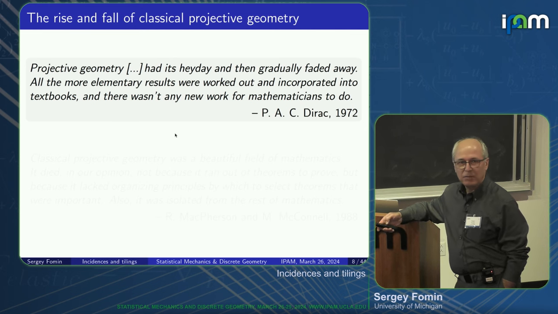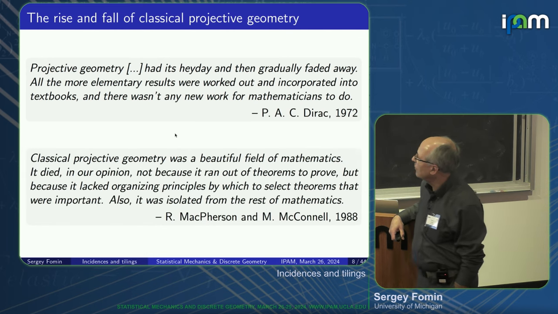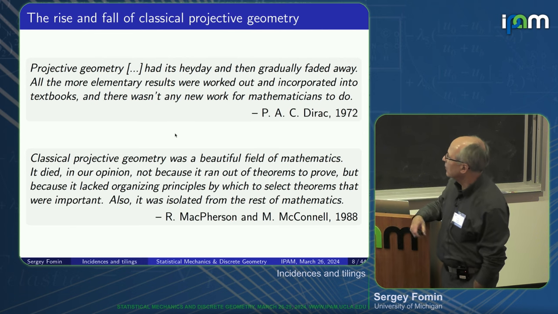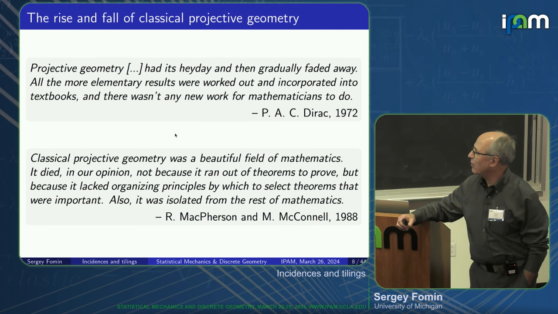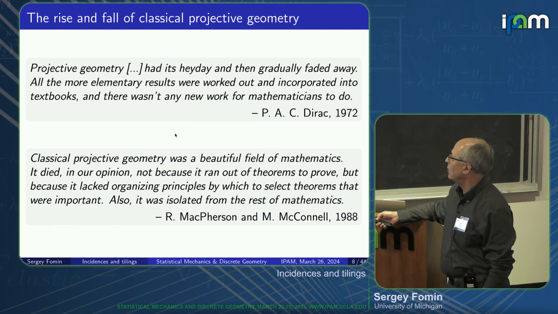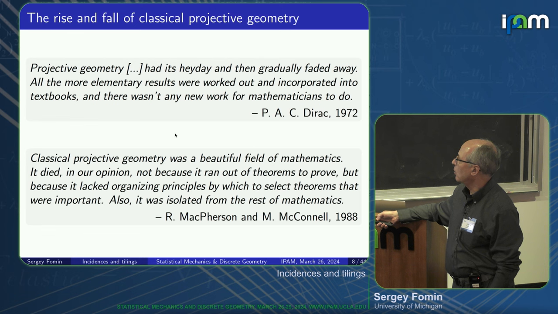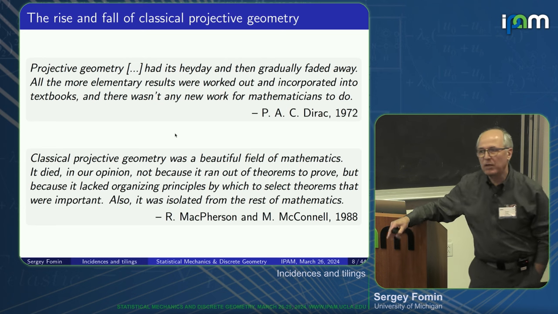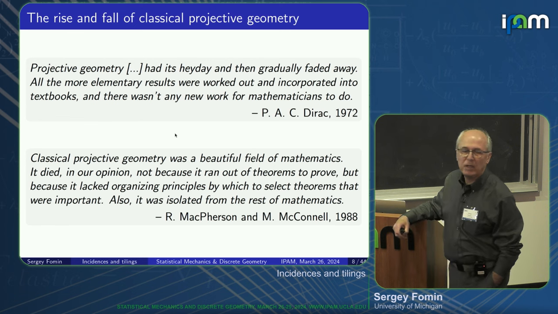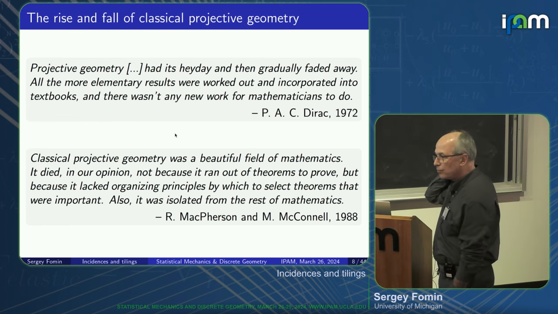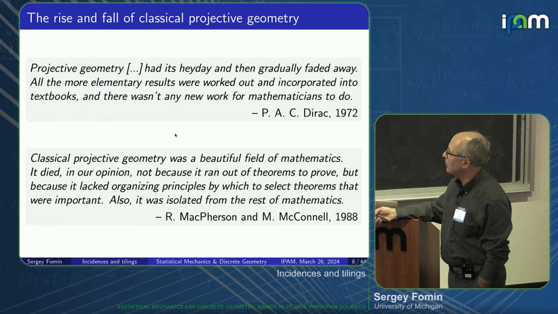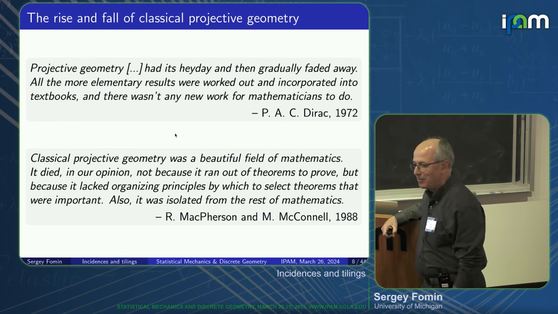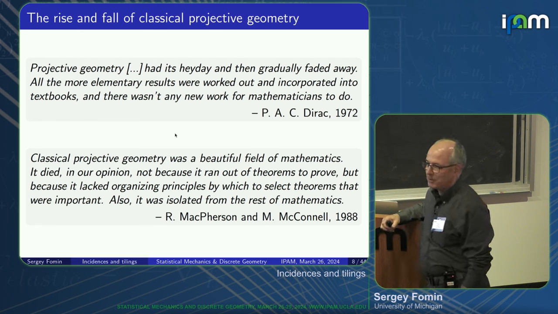And a bit later, here is something from Bob MacPherson and Mark McConnell. Well, you can read what they're saying. Notice the past tense here. "Classical projective geometry was a beautiful field of mathematics. It died, in our opinion, not because it ran out of theorems to prove, but because it lacked organizing principles by which to select theorems that were important. And also, it was isolated from the rest of mathematics." I think this is very well put. It expresses the predominant sentiment of the time very well. To quote from Mark Twain, the announcement of the death of classical projective geometry in this case is a bit premature, as we will soon see.